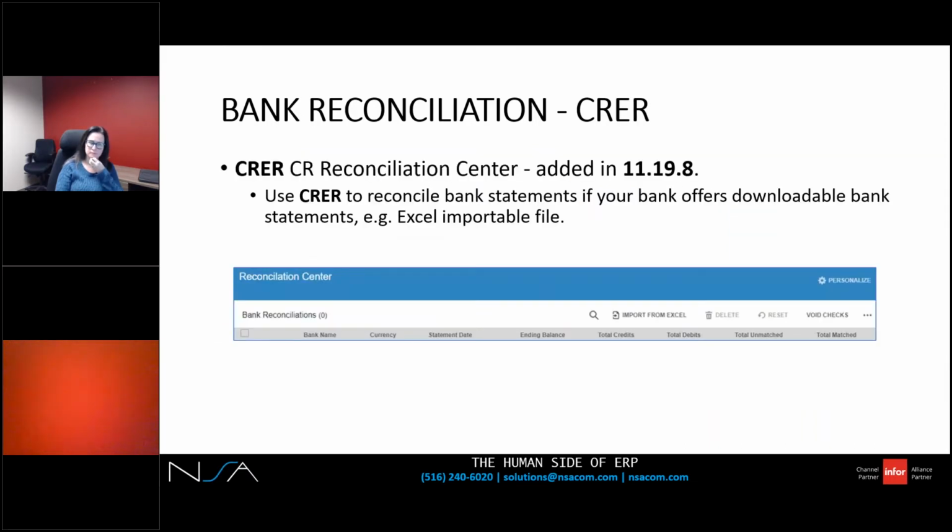CRER is the new functionality that was added in 11.19.8 to reconcile bank statements if your bank offers a downloadable bank statement. In other words, if you can go onto their site and download a CSV file, a pipe delimited, whatever file, you can then use that to import and go through what's called a matching process in the CRER Check Reconciliation Center to do your bank reconciliation. Again, you only use one method per bank. You don't have to use one method for all banks, but you can only use one method per bank.